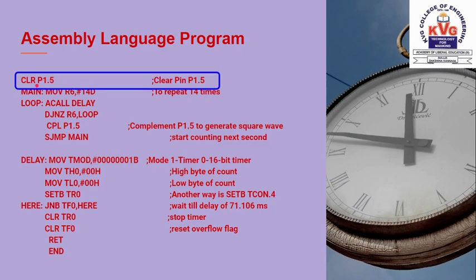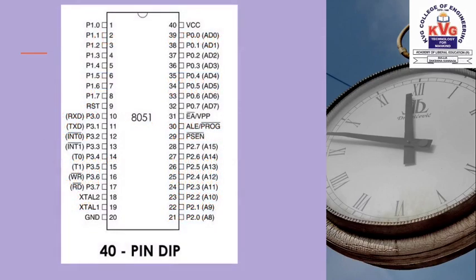So we have this CLR, clear port 1.5. What it does is it will make the fifth pin of port 1 0. That is like rubbing it clean, like starting from a clean slate. This is the 40 pin diagram of the 8051, and we can see these 8 pins. We have selected this pin, port P 1.5, and we will be seeing the output at this port pin.